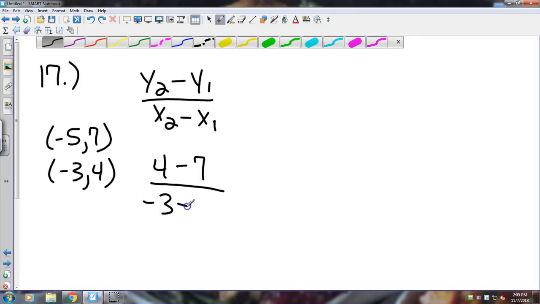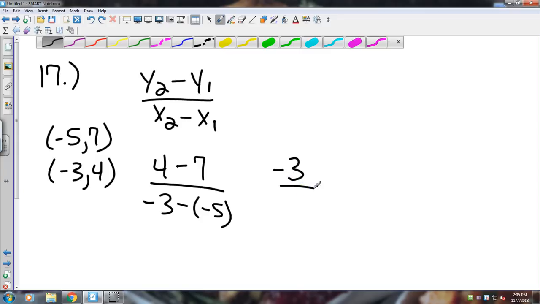-3, and I'm going to subtract from that. Be careful here. This is where you have to watch your signs. I'm going to subtract the x value of my first coordinate, which is what? -5. So I'm going to put that in parentheses because I got that double negative down there. What is 4 minus 7? -3.